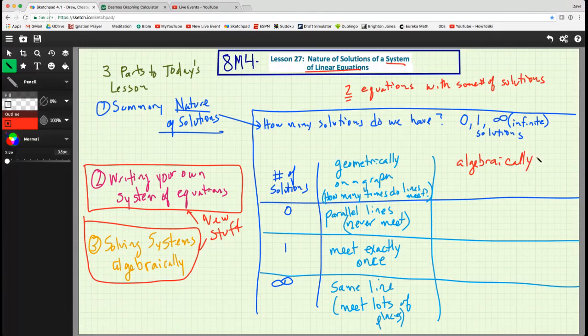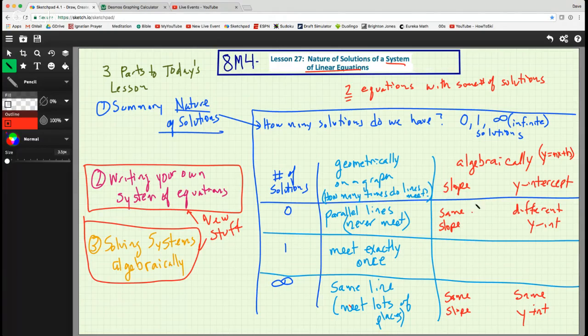Okay, so now let's go to algebraically. Algebraically, we have a thing called a slope and a y-intercept. So if we put lines in a form like y equals mx plus b, we can say that lines with no solutions have the same slope, and this is what we learned, but different y-intercepts. Lines that are the same line, another way of saying it graphically is they lie on top of each other, but algebraically you're saying they have the same slope and the same y-intercept.